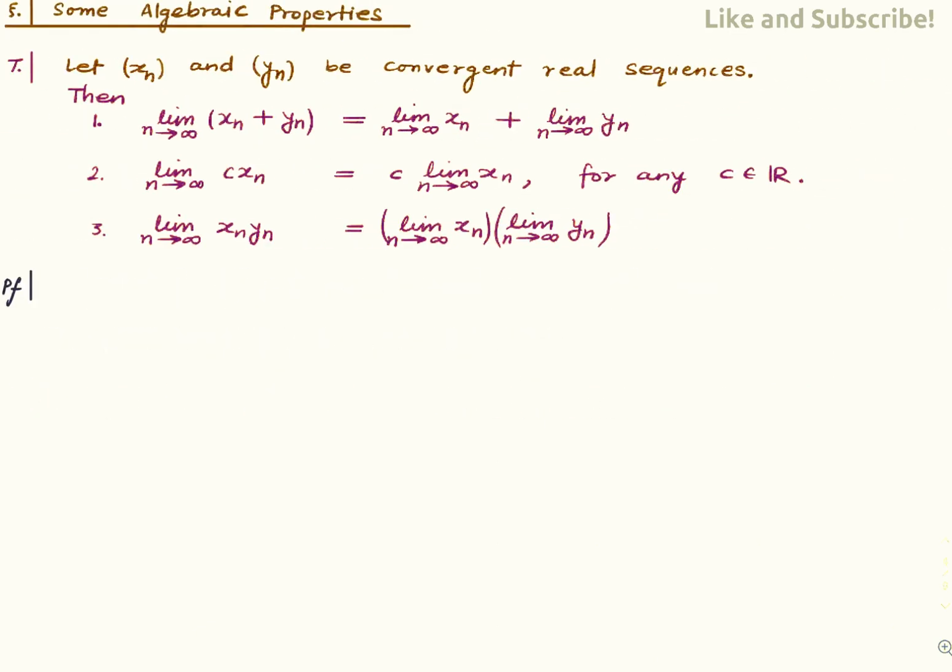Now for the interesting part, it's unrelated to the previous one. Suppose we have two convergent sequences. Then the limit of the sum of the two sequences, and when we say the sum of the two sequences, we mean a sequence whose nth term is the sum of the nth terms of the original sequences. So what we are saying is that if we are given two convergent sequences, then the limit of the sum sequence is the sum of the limits of the original sequences.